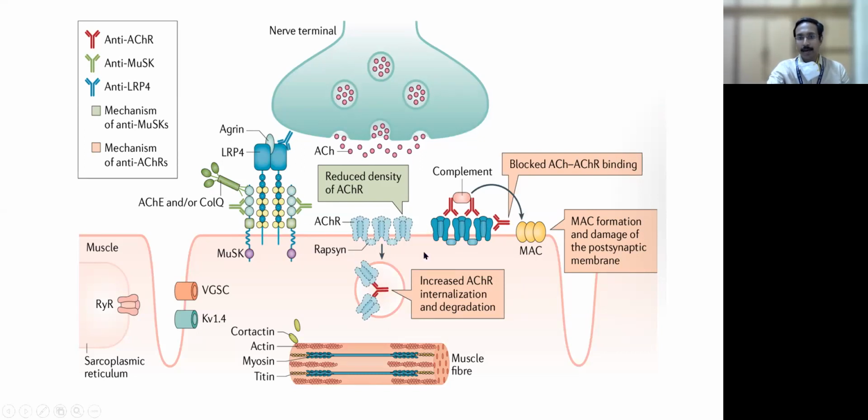Or thirdly, by complement, it will also cause all of these acetylcholine receptors to coalesce together and they get internalized. So there are a lesser number of receptors expressed on the postsynaptic junction and therefore also a reduced amount. So there is a structural and functional reduction in the amount of acetylcholine receptors and even in the structure in patients with myasthenia gravis.